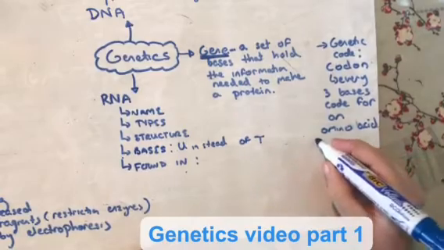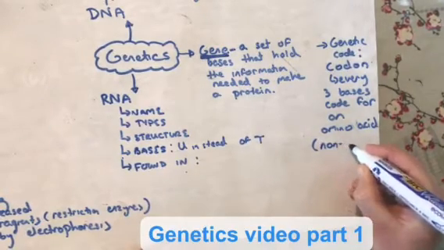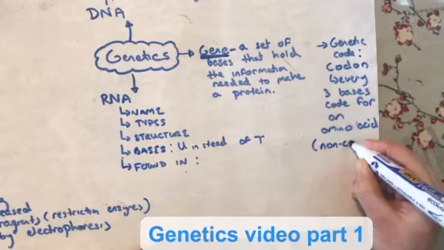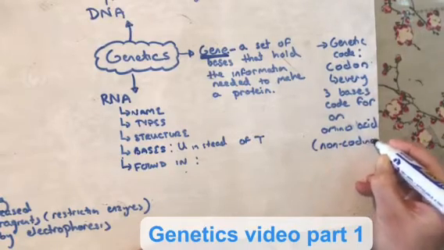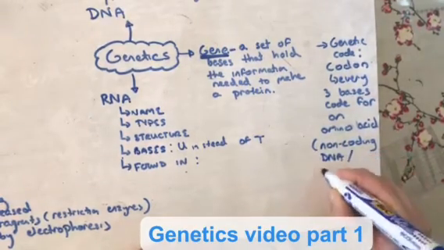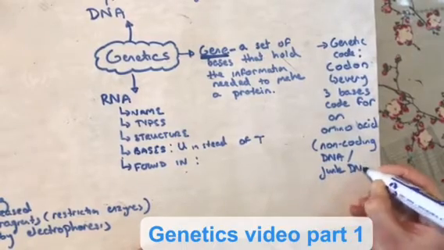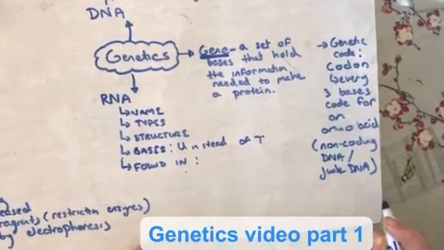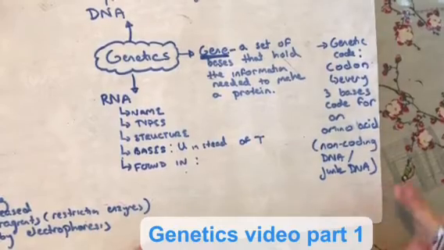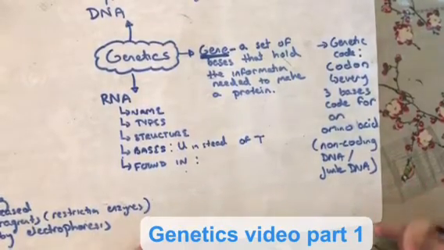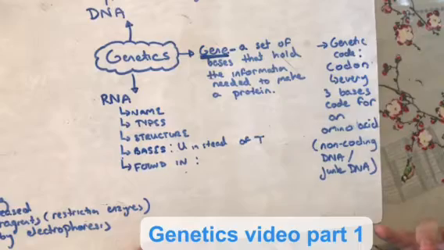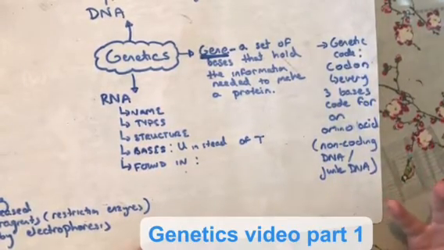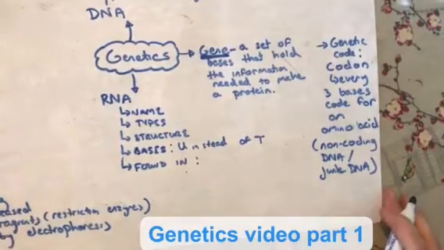Now we also have non-coding DNA, or what's called junk DNA. I wouldn't say it's junk DNA because we still don't fully understand its structure or its function, but basically junk DNA is DNA that does not control a trait, and we don't fully understand what its function is, okay? So there are some stretches of DNA that code for nothing and we don't really understand why. So that's junk DNA or non-coding DNA, okay?